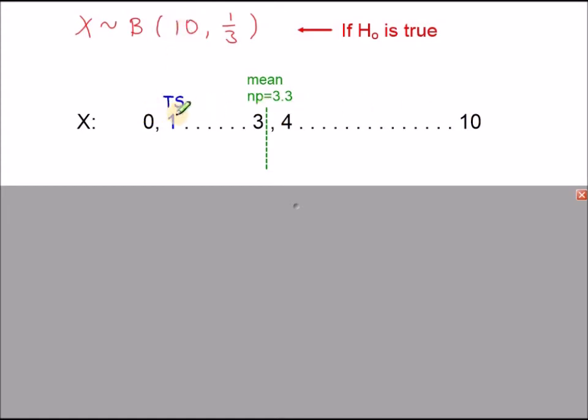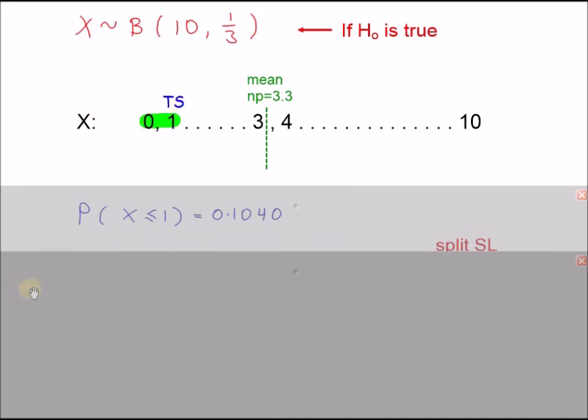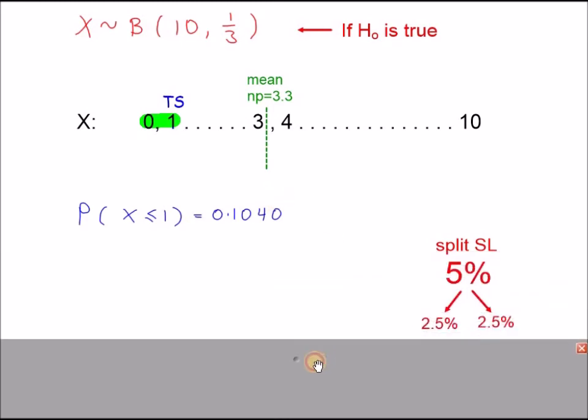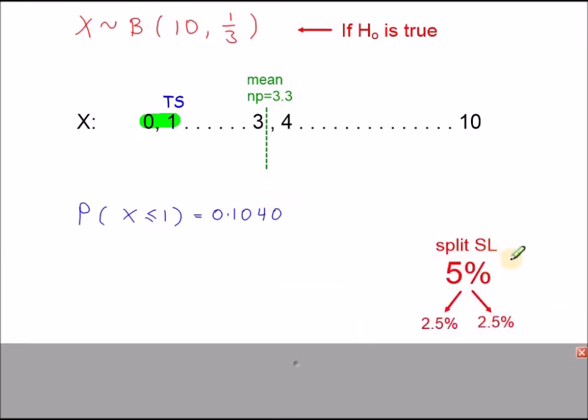Here's our test statistic. N times P gives the mean. We're here. The test statistic is to the left of this mean. So we're going to test this tail here. So we calculate P(X ≤ 1). And then we compare this probability to the significance level, but we need to split the significance level because we have a two-tailed test. So we're going to work with 2.5%.